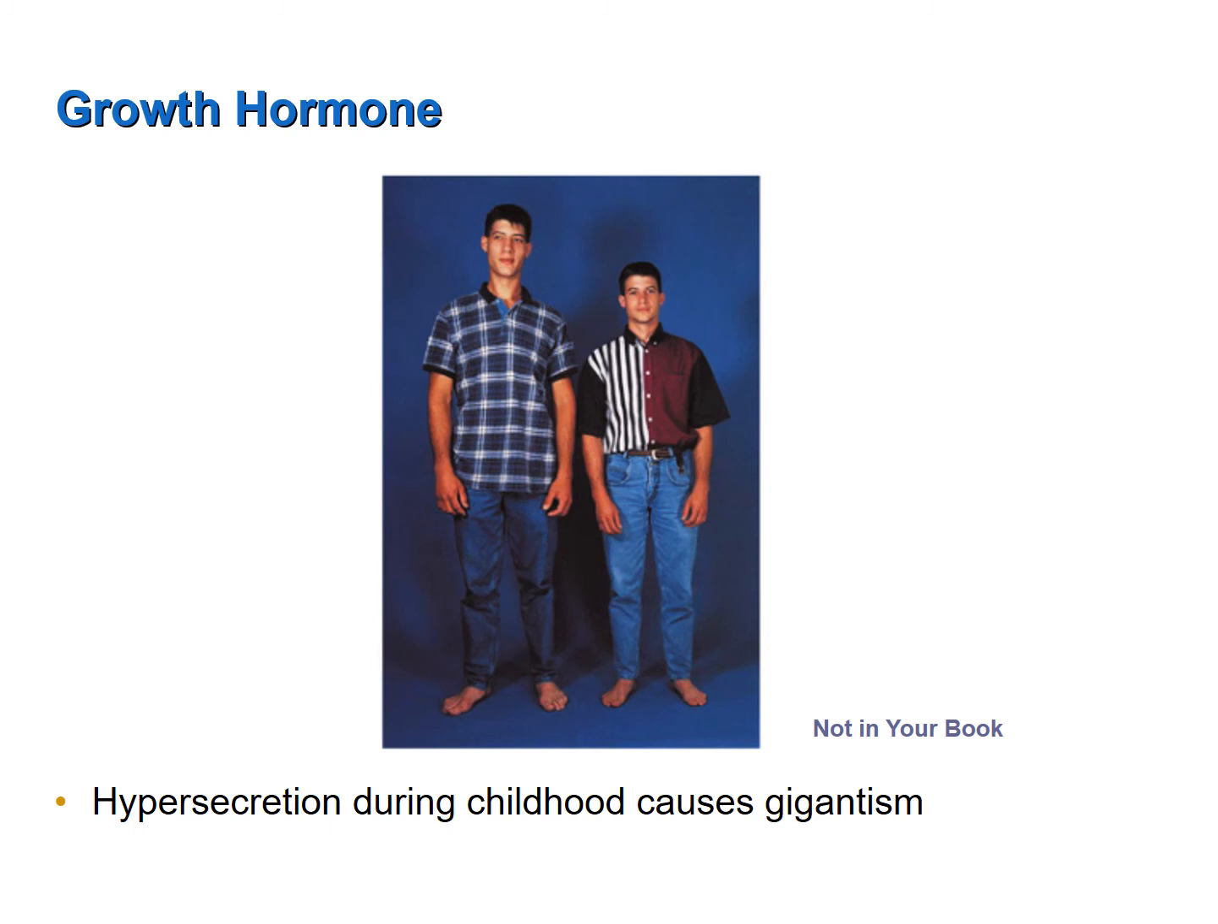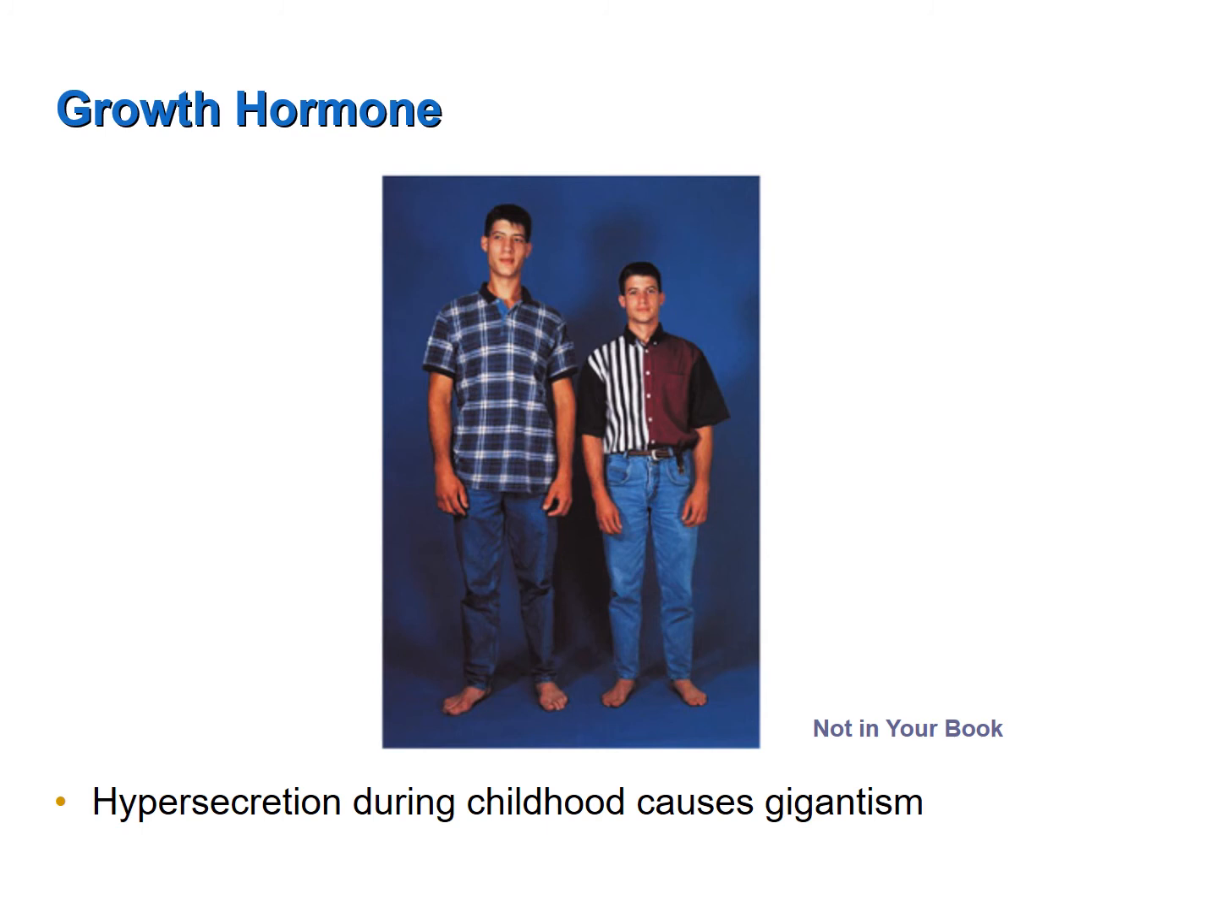Here we have two identical twins. The twin on the left is exhibiting gigantism. He is much taller than his twin brother on the right. Also notice that many of his features, particularly of his hands and feet, are exaggerated. And this is because in addition to excessive bone lengthening, there's also excessive widening of the bones and tissues associated with those bones as well.